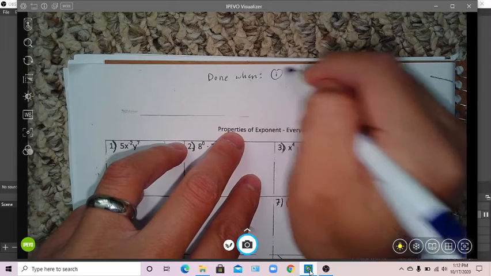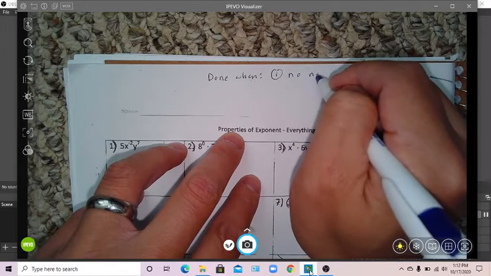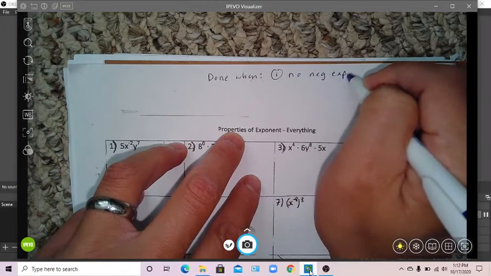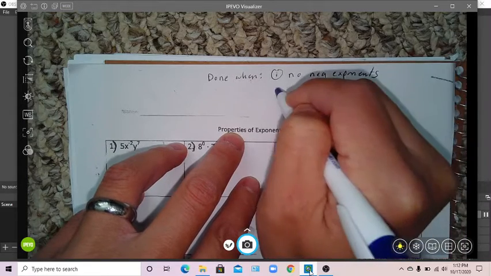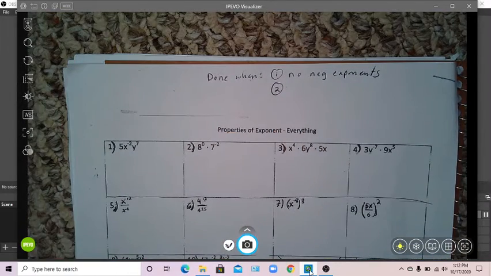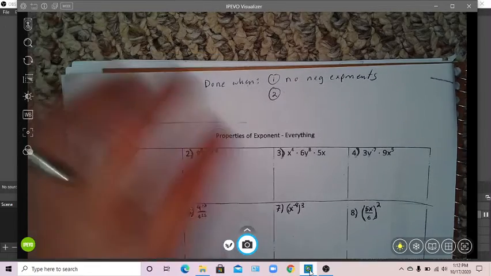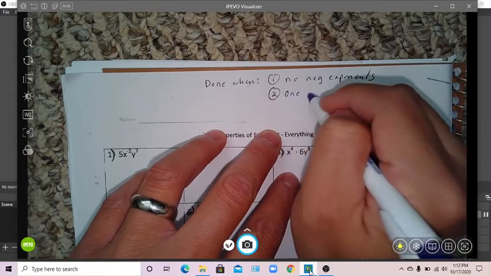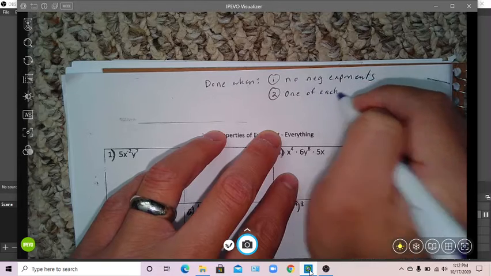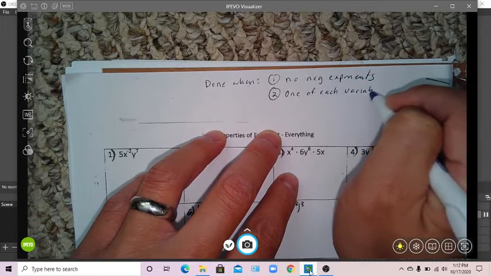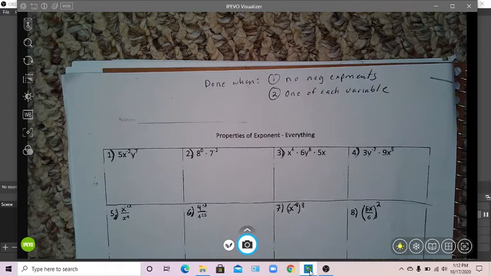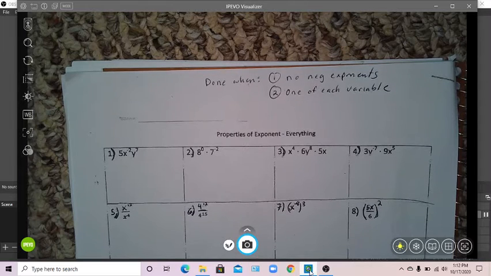The first one is you have no negative exponents. Okay, the second thing is there's only one of each variable. So if you see an x and then another x, you're not done. If you see an x and then a y, that's the only y, then you're done. So one x and one y. There can't be two or more of any variable.